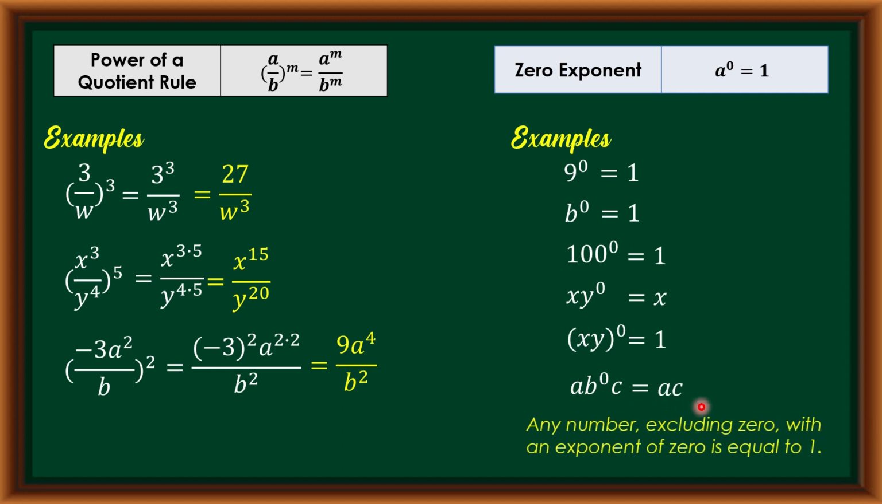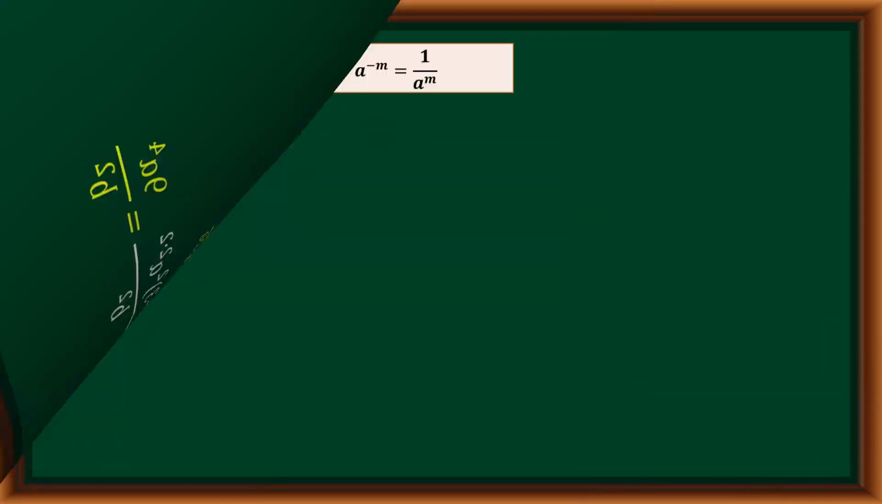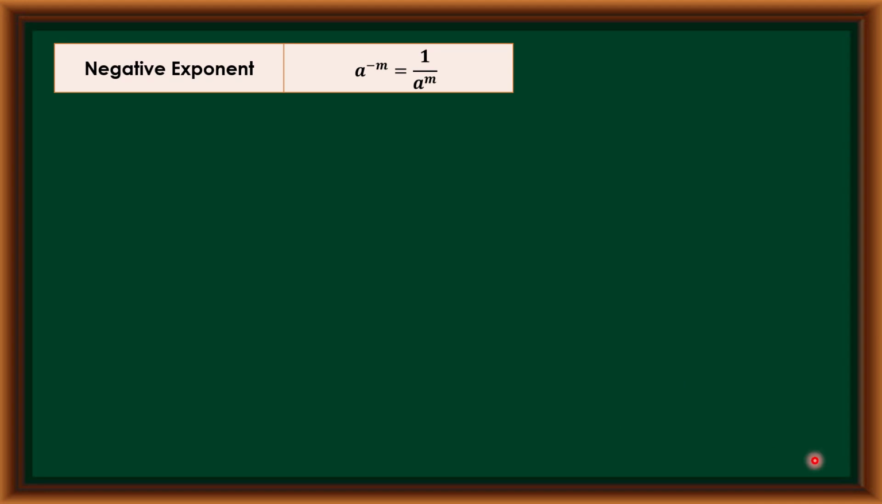Remember that in zero exponent, any number excluding 0, or the base should not be equal to 0, with an exponent of 0 is equal to 1. Let us have our last law, which is the negative exponent. From our example, we have a raised to negative n is equal to 1 over a raised to n. If you notice, the exponent here from negative becomes positive after getting the reciprocal of the given expression. So let us have the following examples.